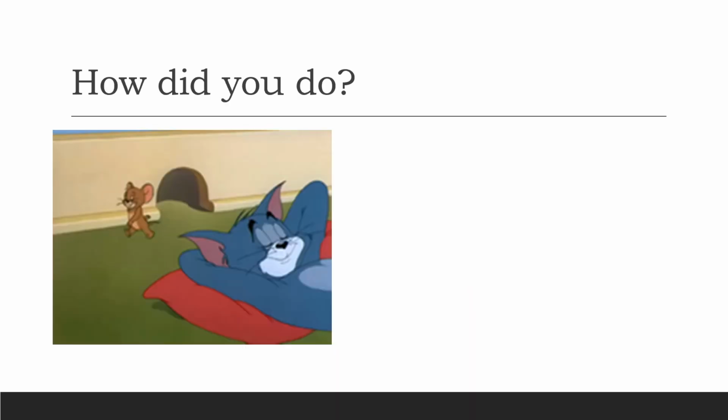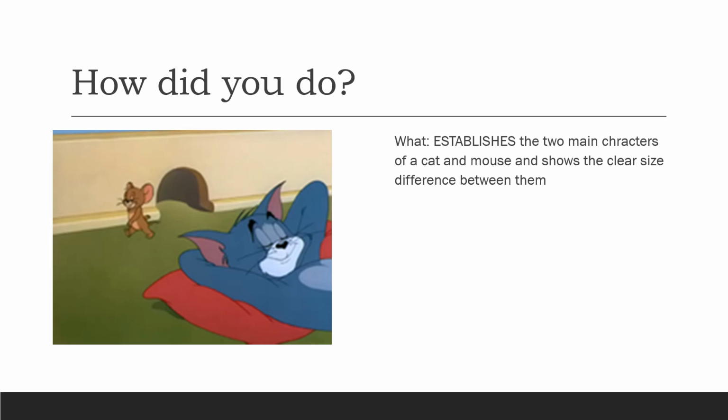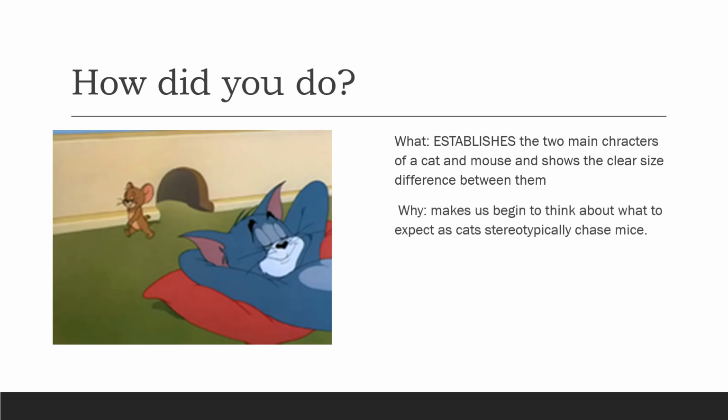Okay, let's see how you did. Your answers will not be exactly like this. However, if they are close, well done. So in our first image, our what? We're establishing the 2 main characters of the cat and mouse and showing the clear size difference between them. Why? It makes us begin to think about what to expect as cats stereotypically chase mice. You might find that your answer merges between your what and why. But this is fine as long as you are including something along these lines.